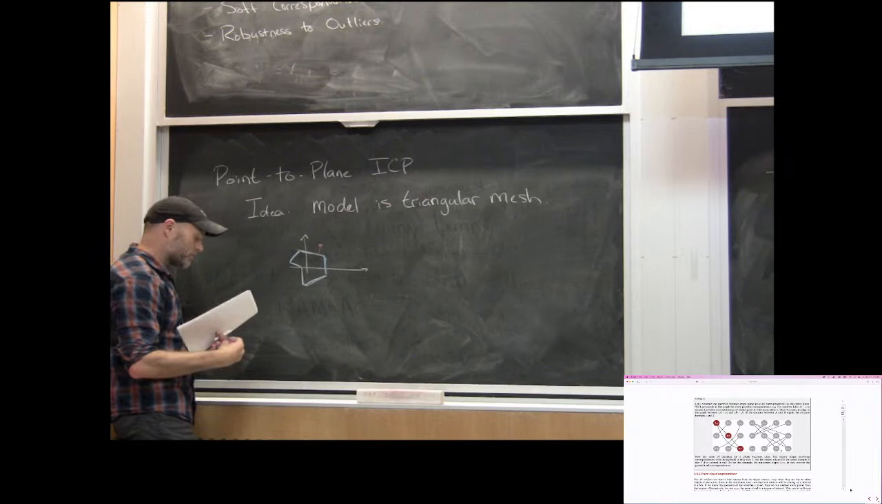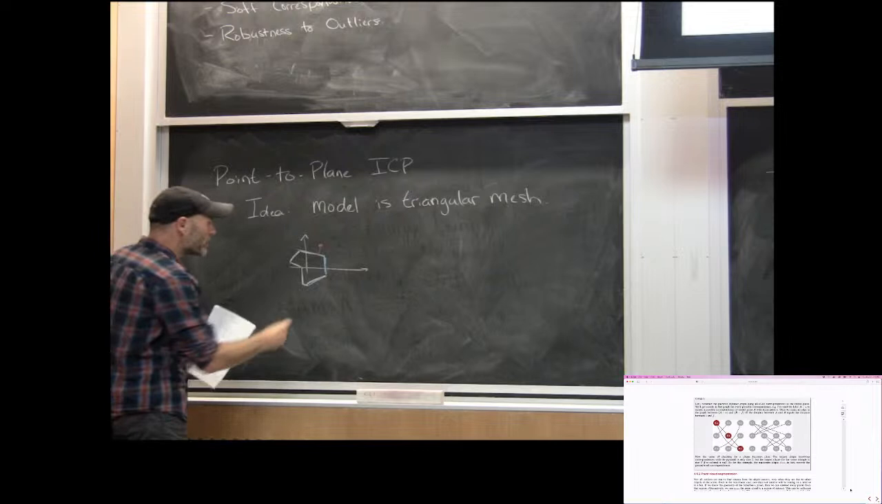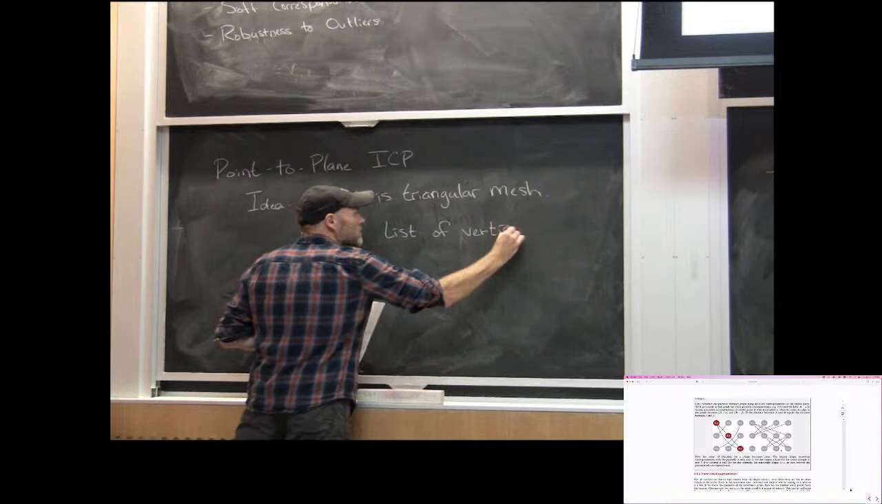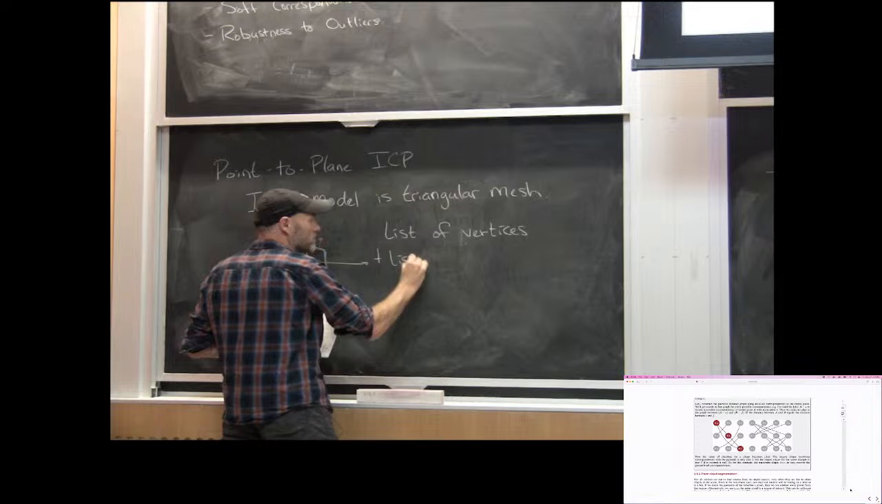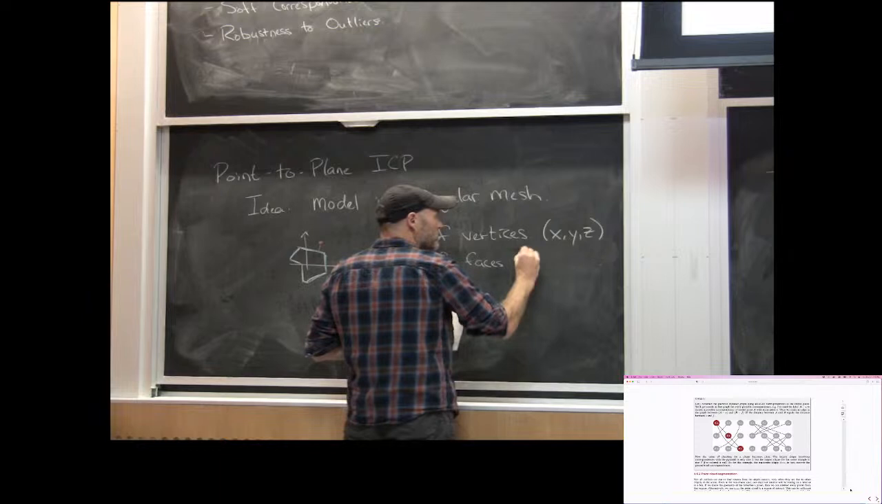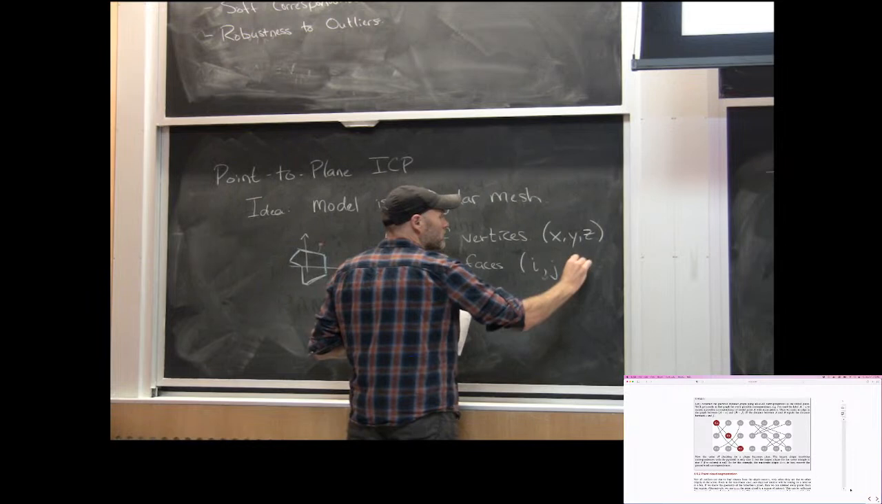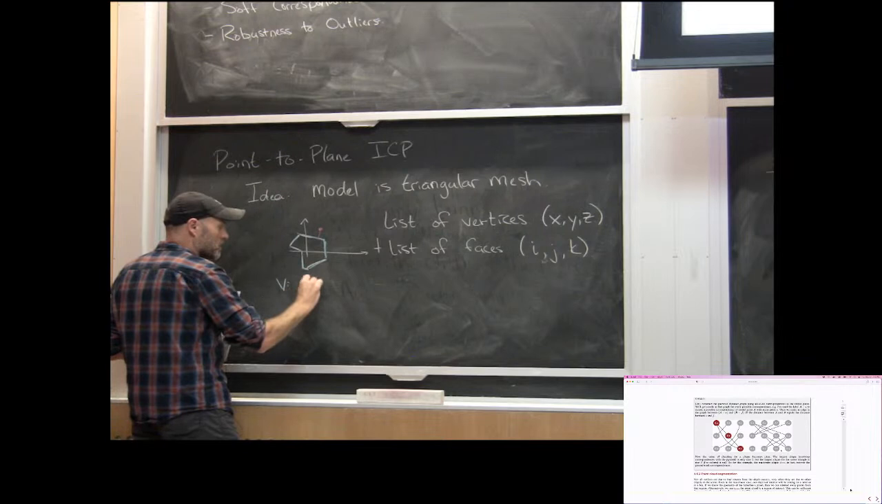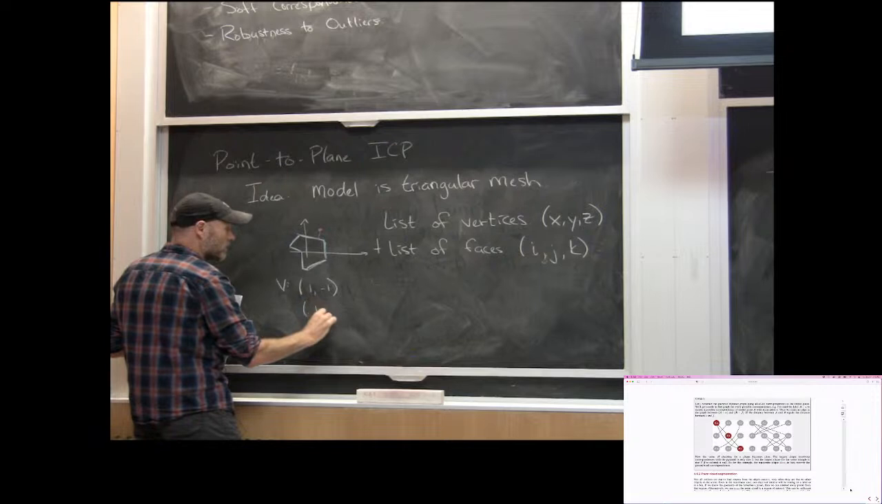OK, so how would I write this? How do I represent these meshes, these triangular meshes? Typically, you have a list of vertices plus a list of faces. These are points in x, y, z, and these are vertex indices i, j, k. So this would have vertices, I don't know, -1, another one, 1, 2, right?